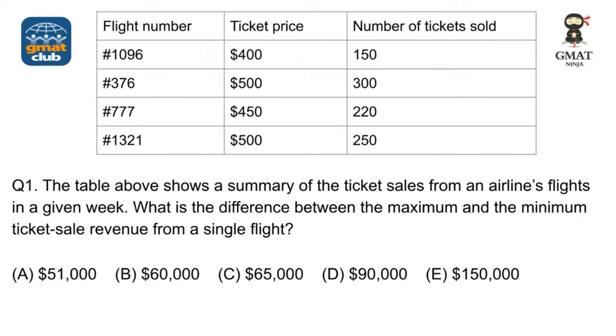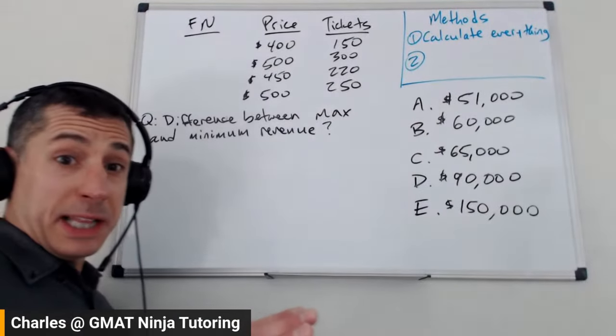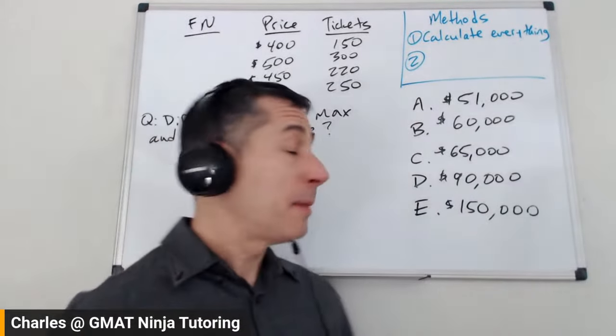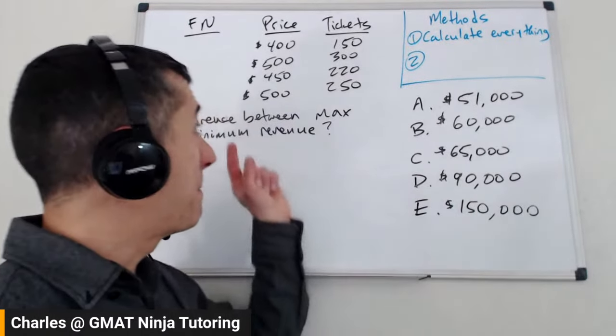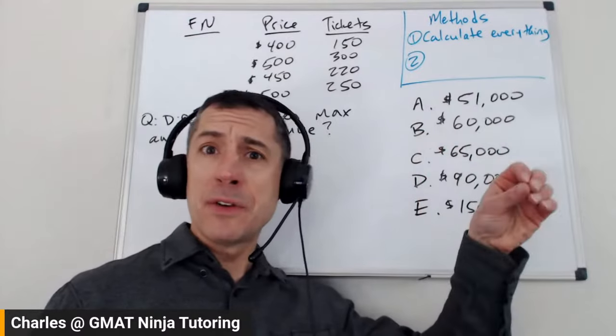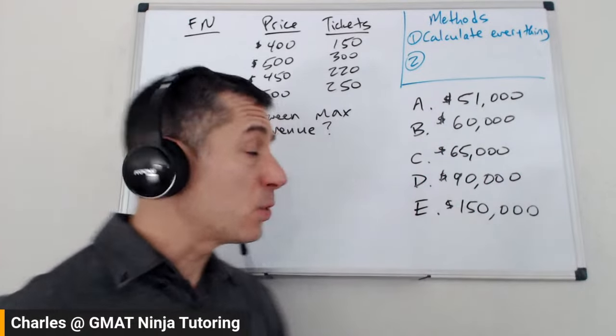All right, pause if you need a little more time. Hopefully you don't on this one. Okay, really, really simple question here. Nothing super complicated. As long as you've read the question twice, you're chasing the right thing: looking for the maximum revenue from a single flight and the minimum revenue from a single flight, and you're going to subtract those two. Not a hard question. Very few people miss this sort of thing.